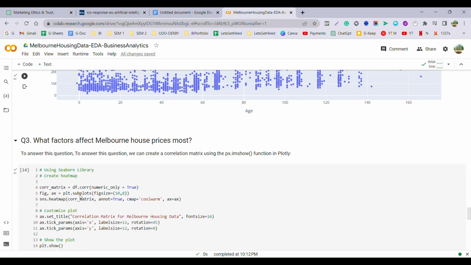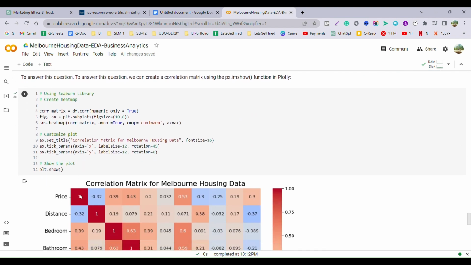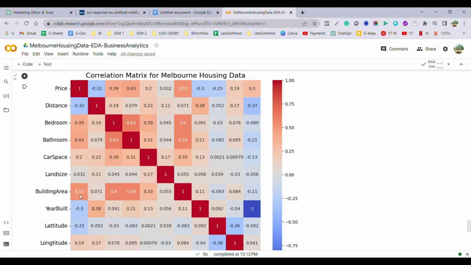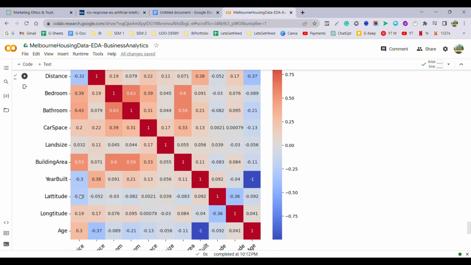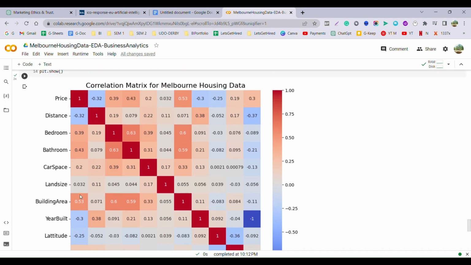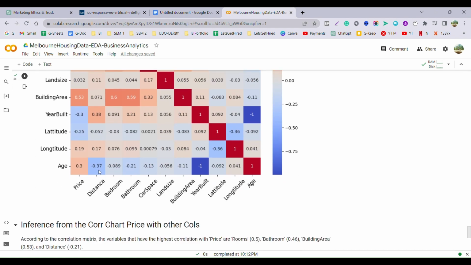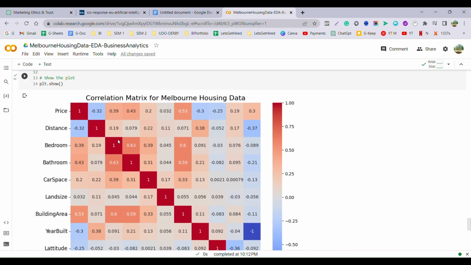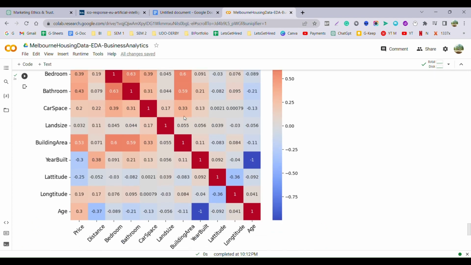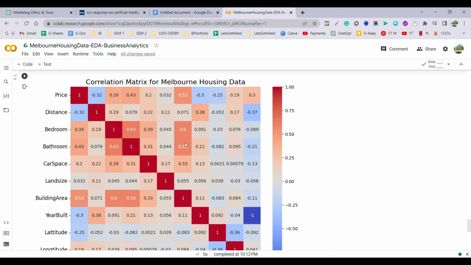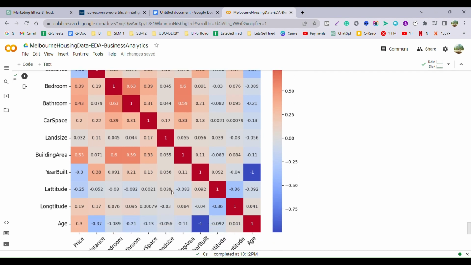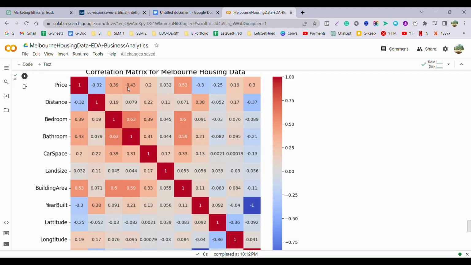We do have one more. This is the correlation plot where I'm trying to identify which features are highly correlated with my target variable, which is price in this case. You can see distance has a negative correlation, and building area has the highest correlation. And the bathroom, I would say, has a 0.43 correlation.